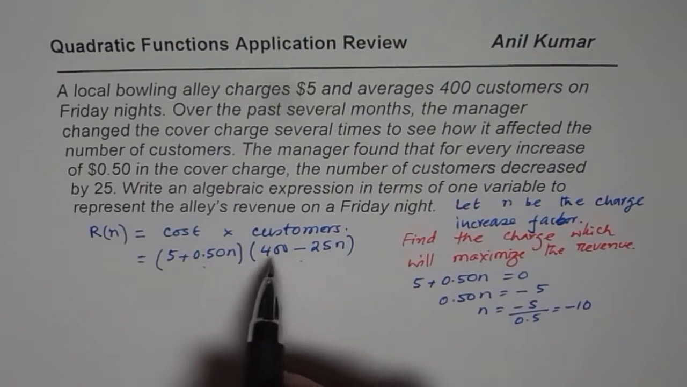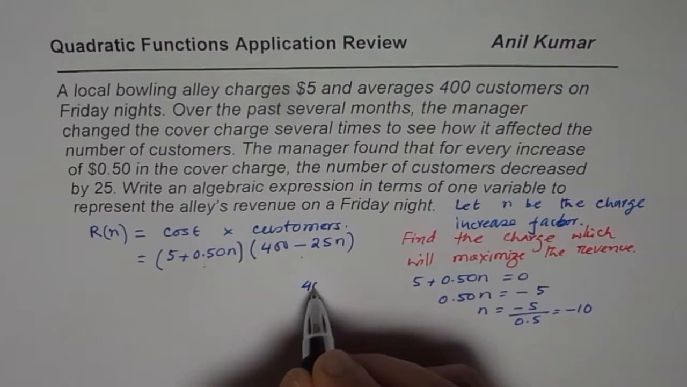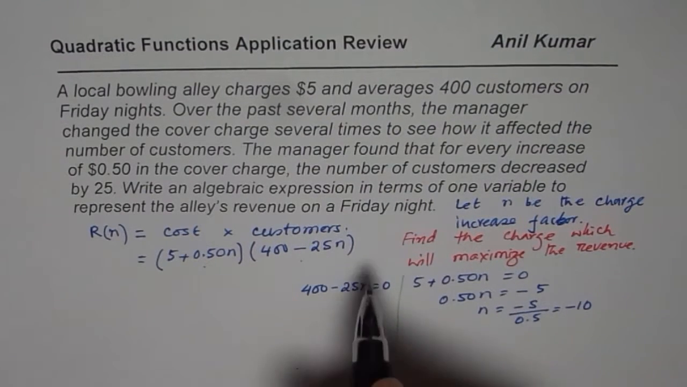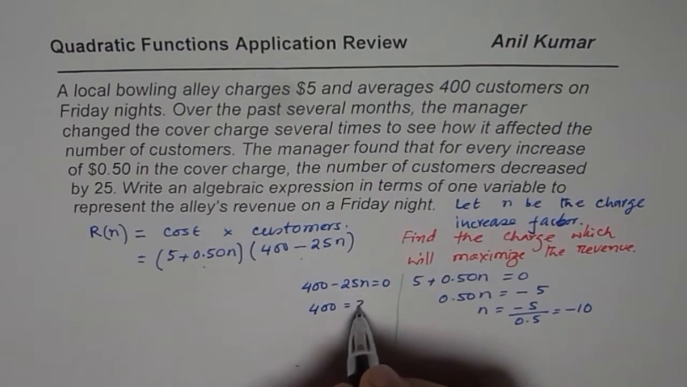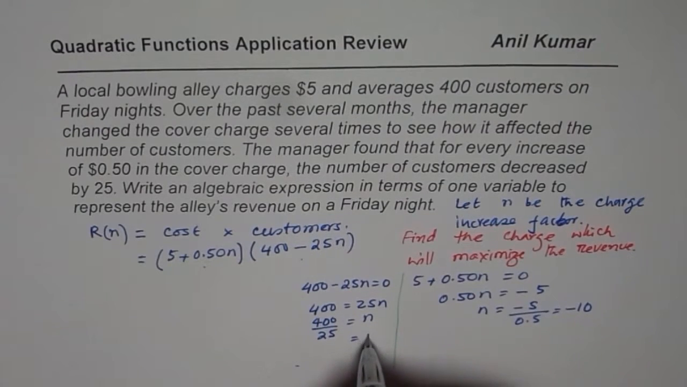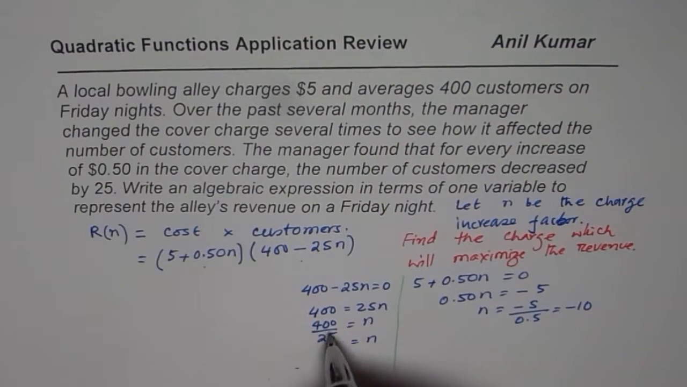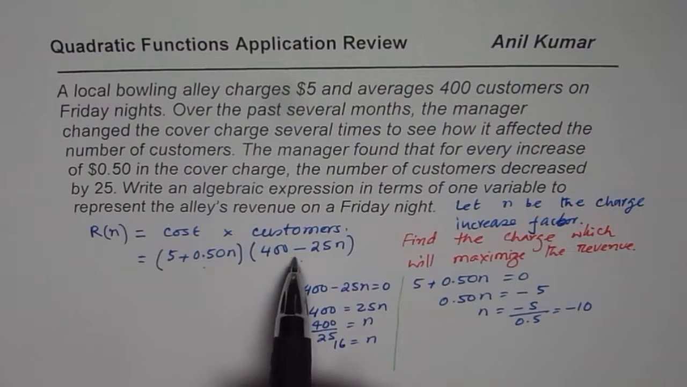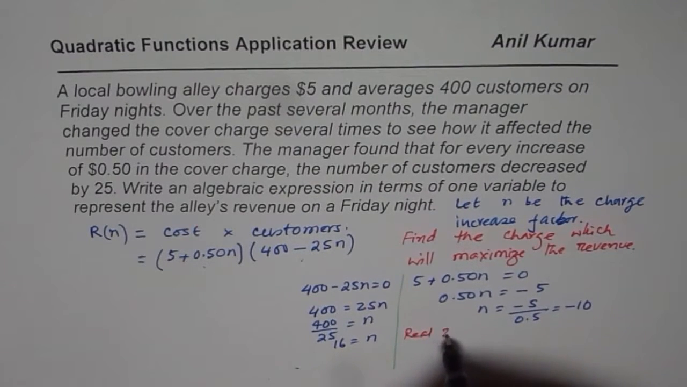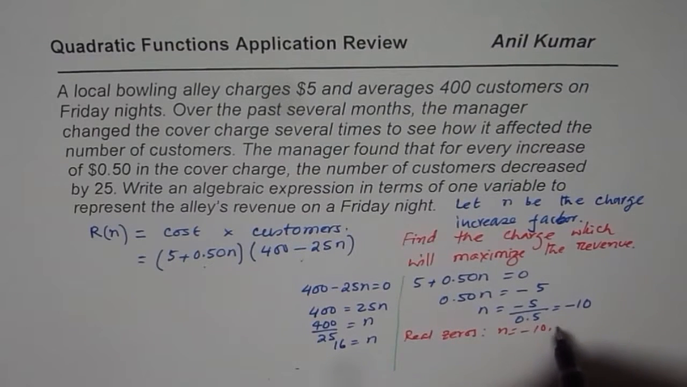Okay. Now, when is the second factor 0? So let's do that also. We have 400 minus 25n, and we equate it to 0. This will be 0 when we have 400 equals 25n, or n equals 400 divided by 25, or n equals how much? Let's calculate. 100 divided by 25 is 4, so 400 will be 16. We should use a calculator, but we can probably do it like this. Okay, so n is 16. So we got two values of n. If I substitute 16, then this factor will be 0. If I substitute minus 10, that factor will be 0. So these are my two real zeros, for n equals minus 10 and 16, okay?